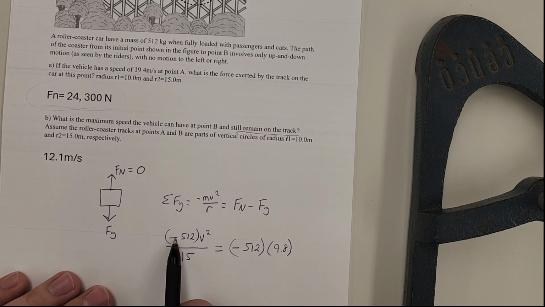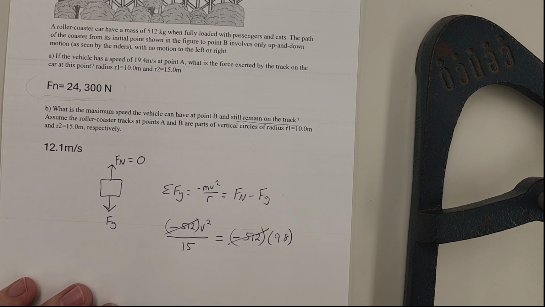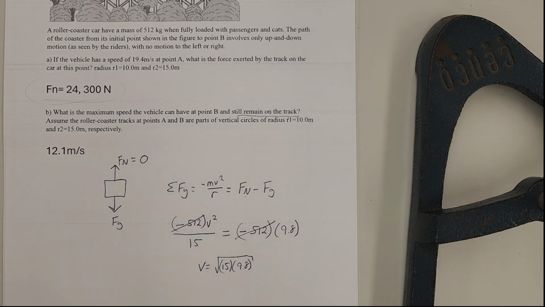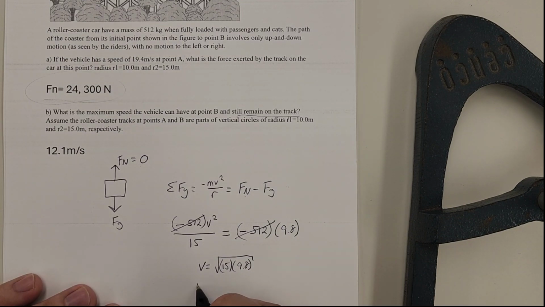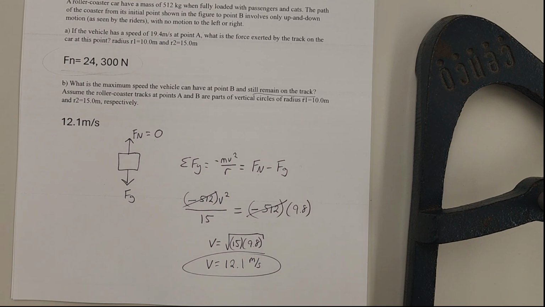So we've got a negative 512 here and a negative 512 here. We can cancel those out. The mass doesn't matter anymore. We'll have v squared over 15 is equal to 9.8. So to figure out v, we'll just take the square root of 15 times 9.8. Hopefully that works on your calculator. Let's take a peek at that. 15 times 9.8 means that the v max is 12.124. We can just leave it as that. And that's how we get our answer for that.